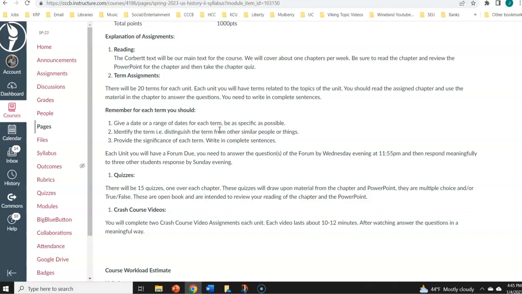That's the first thing. Second thing is you have to identify that term. How does that term relate to the rest of history? How do you distinguish it from other ones? So, for example, if it was Abraham Lincoln.